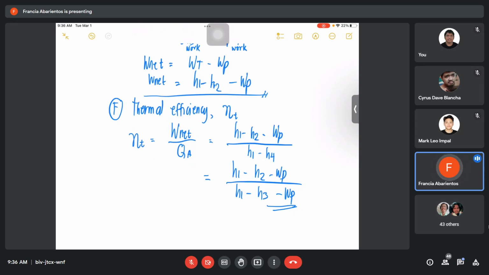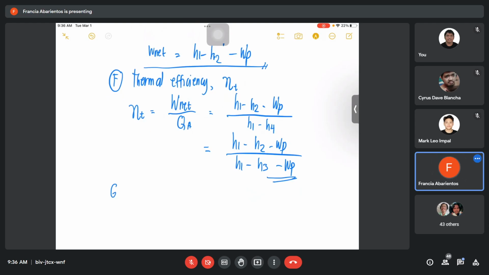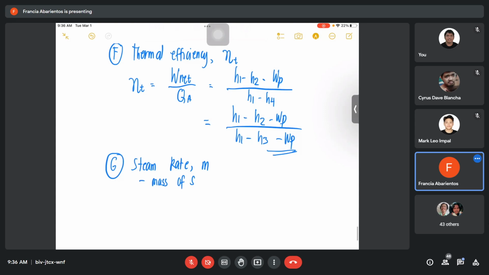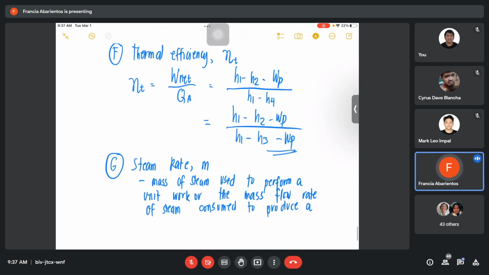Okay? So, how about the steam rate? Paano tayo nag-compute sa steam rate, class? Okay? E, F, G. Ihatag ko na lahat para before tayo mag-solve ng isa. Madali lang muna yung solve natin. Yung steam rate natin in M, or yung mass na sinasabi ko, that is the mass of steam used to perform a unit work, or the mass flow rate of steam consumed to produce a unit of power.